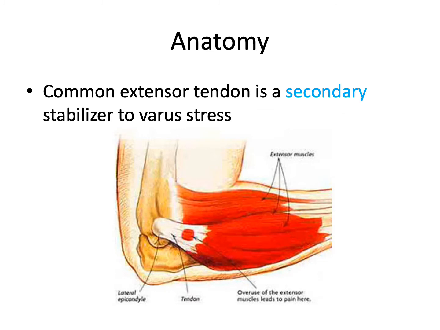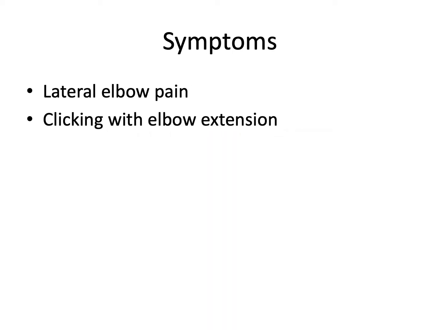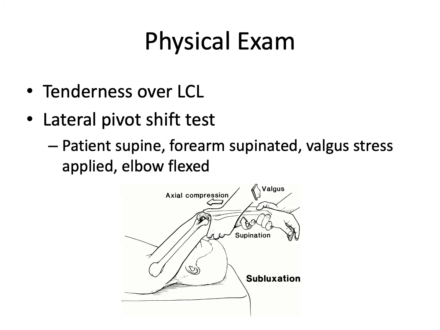The common extensor tendon is a secondary stabilizer to varus stress. Symptoms consist of lateral elbow pain and clicking with elbow extension. On physical exam, patients can be tender over the lateral collateral ligament and have a positive lateral pivot shift test, done with the patient supine and the forearm supinated, valgus stress applied, and elbow flexed.